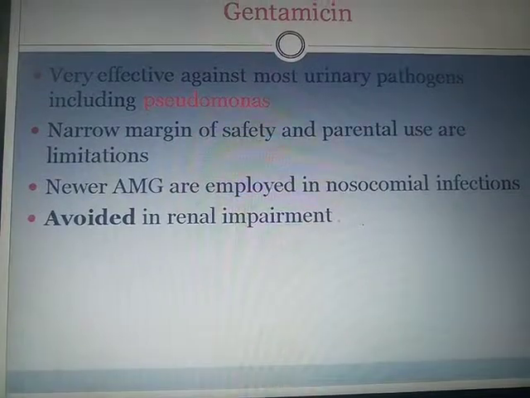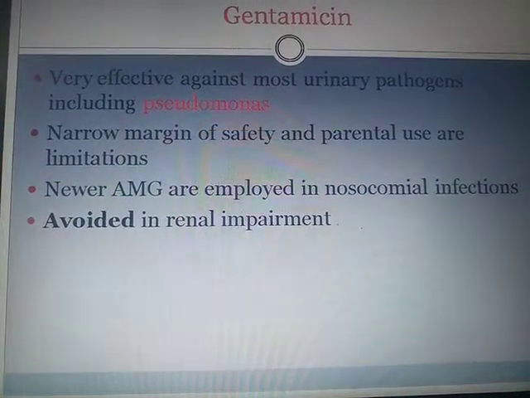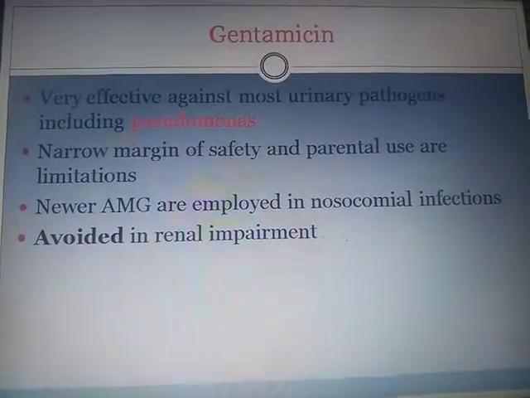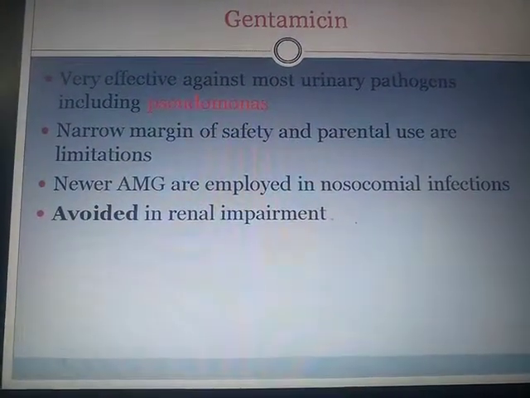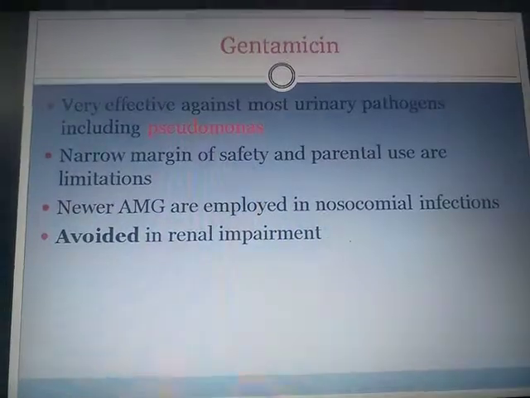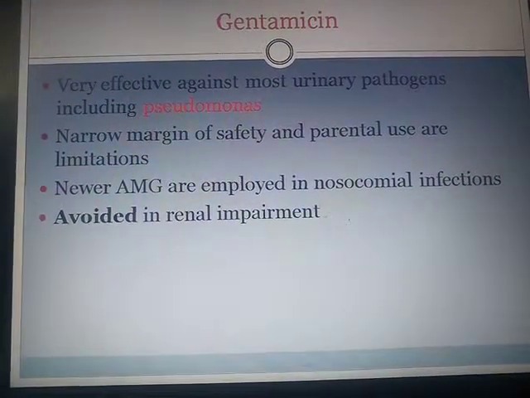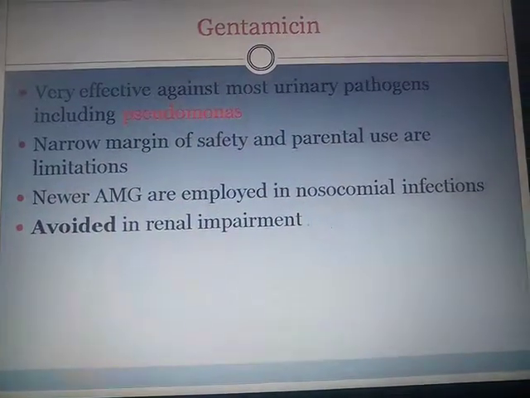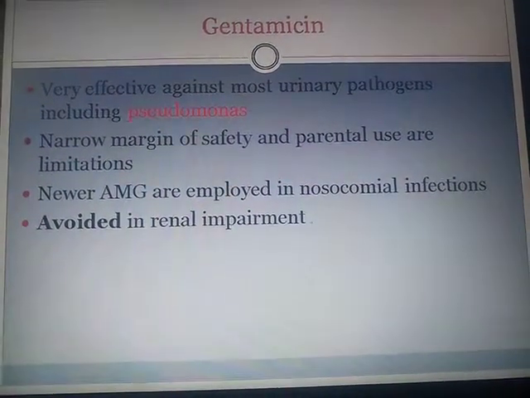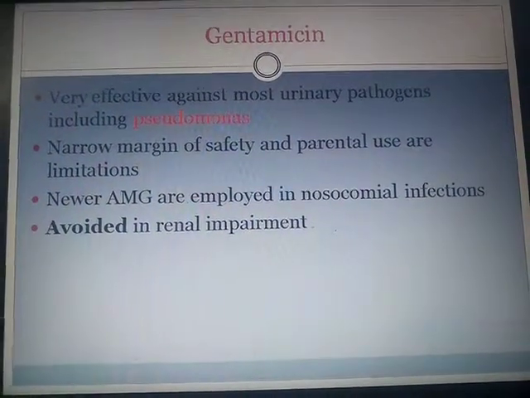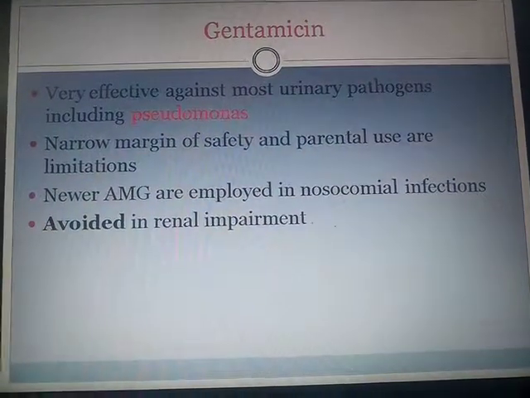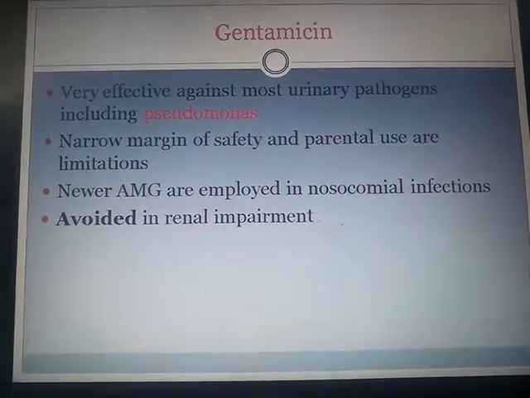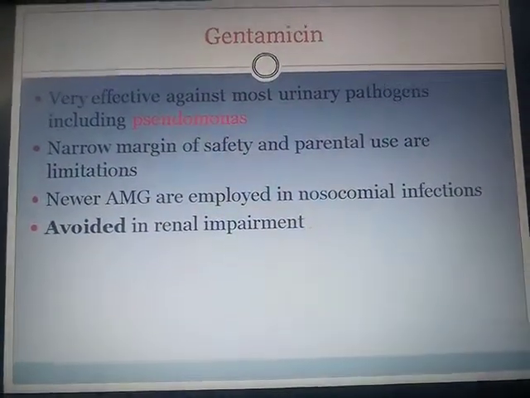Now gentamicin. It is very effective against most urinary pathogens including Pseudomonas. But because of narrow margin of safety and parenteral route, these are the limitations for gentamicin. Gentamicin is an aminoglycoside, so it is not preferred orally because it is a highly ionized or highly polar drug. Newer aminoglycosides are employed in nosocomial infections.